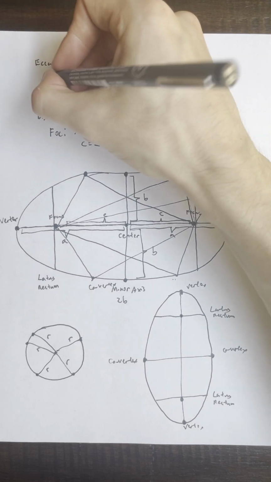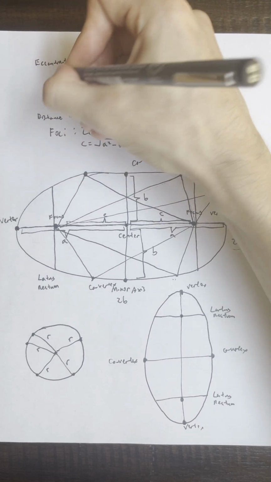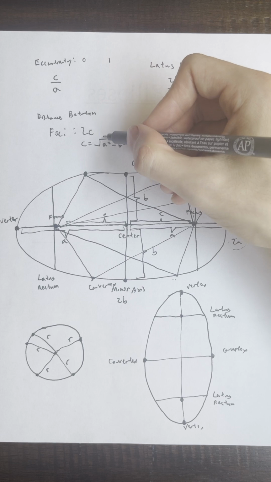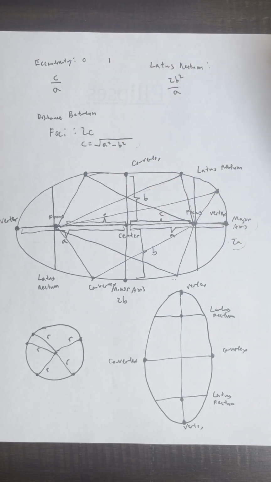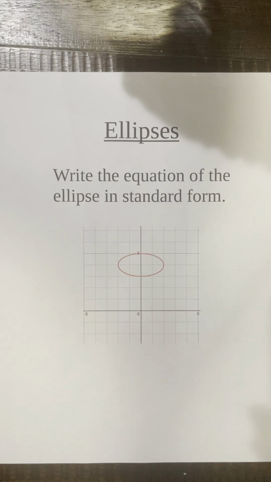But the formula for eccentricity is c over a, where c is the square root of a squared minus b squared. Okay, let's go do some problems. Here's the first problem.